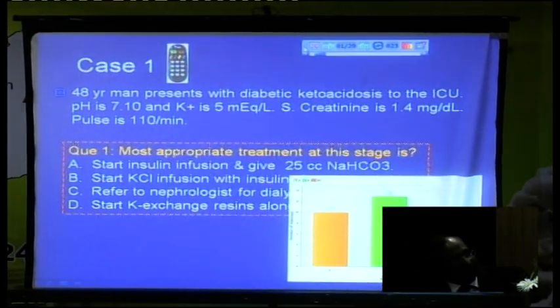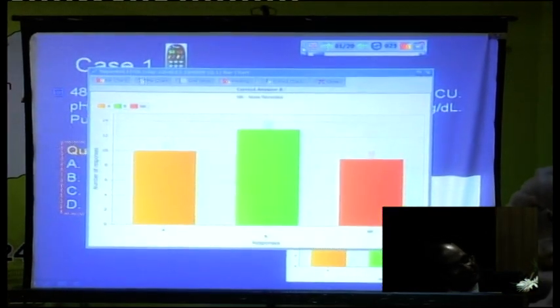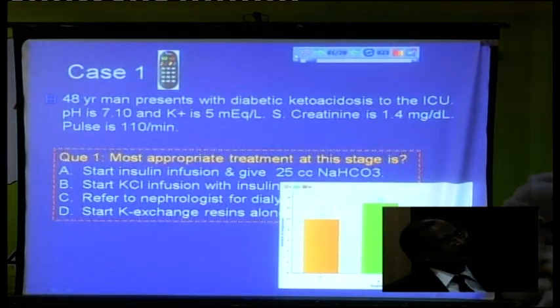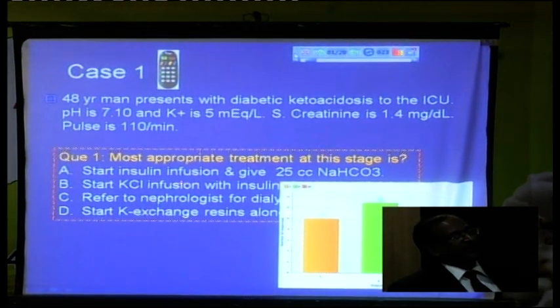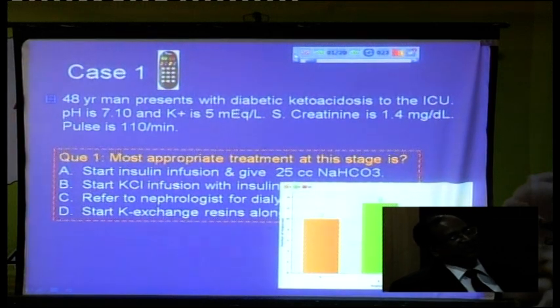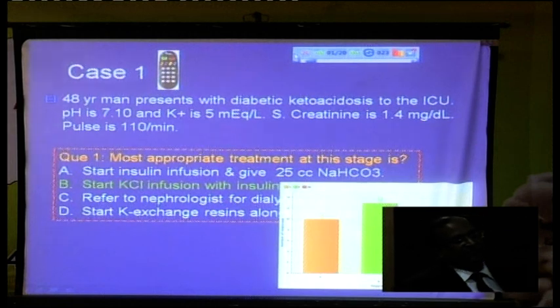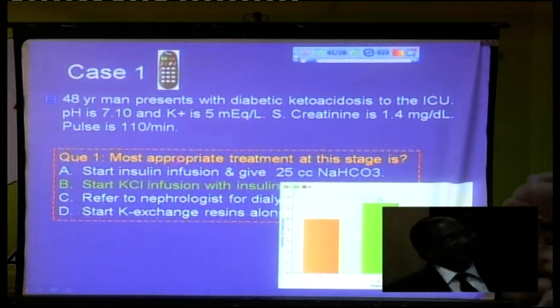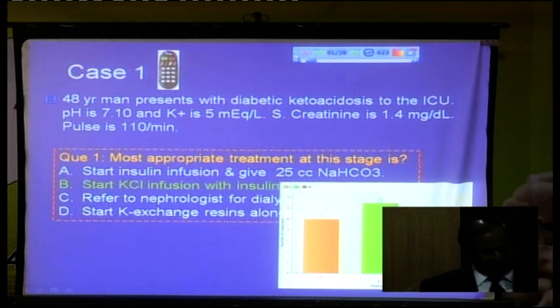We've got only limited answers, A and B. Okay, 10 and 13. A, start insulin and give soda bicarb. B, start KCl with insulin and avoid this. The correct answer is B. Many of you got it right. It would be suicidal, it will be fatal to start insulin and soda bicarb, and you will see why.